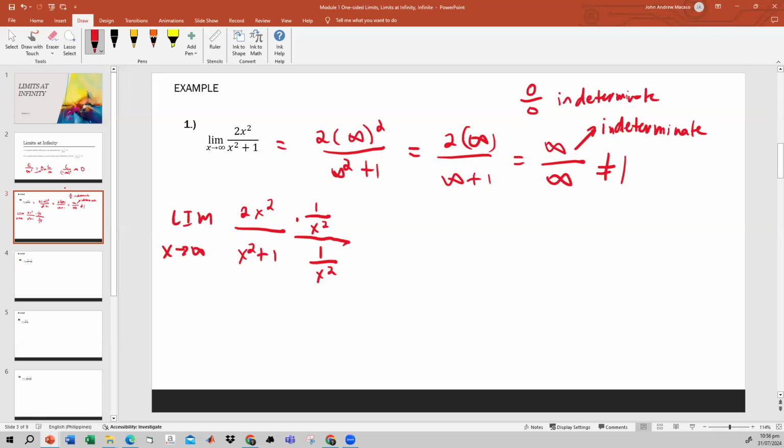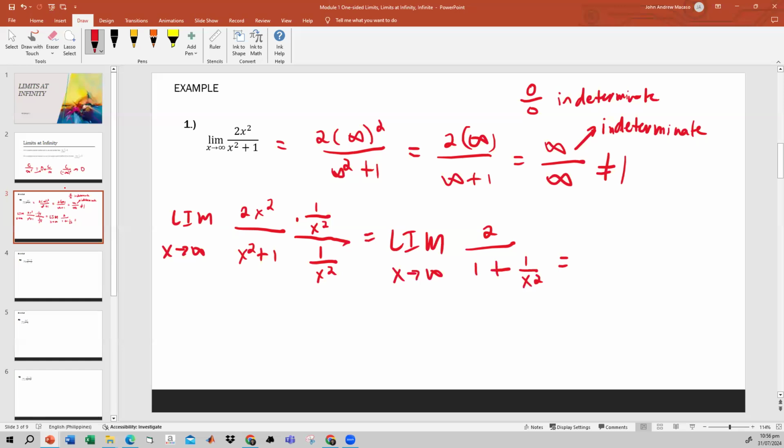Of course, I need to simplify it. This will become the limit of 2x squared times 1 over x squared, which of course leads to 2. Then in the denominator, you need to distribute 1 over x squared as well. So this will lead to 1 plus 1 times 1 over x squared, that's of course 1 over x squared, as x approaches infinity.